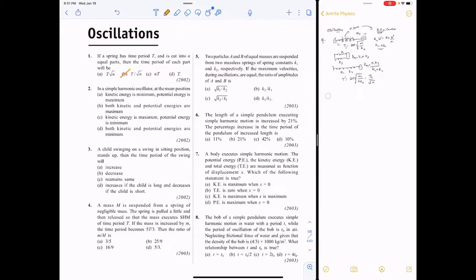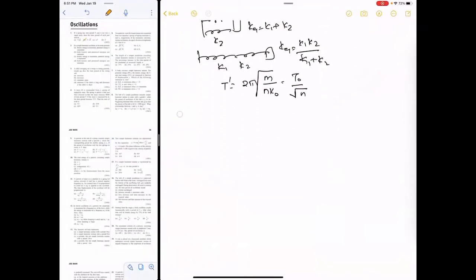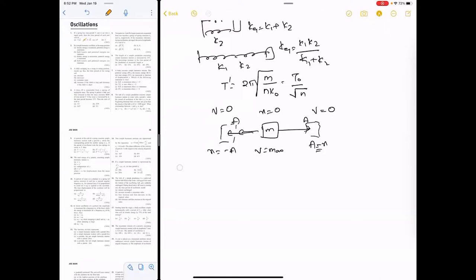Next one: in a simple harmonic oscillator, at the mean position, there are the questions. In general, how does oscillation happen? You have a spring block. This is the mean position. We have one extreme here with amplitude A, and another extreme here with amplitude A, both equal. When the block is at the mean position, V is maximum and X is equal to zero. At the extremes, X is equal to amplitude A, velocity becomes zero, and on the other side X is equal to minus A and velocity is again zero. While going towards the right, velocity is positive; while going towards the left, velocity is negative.